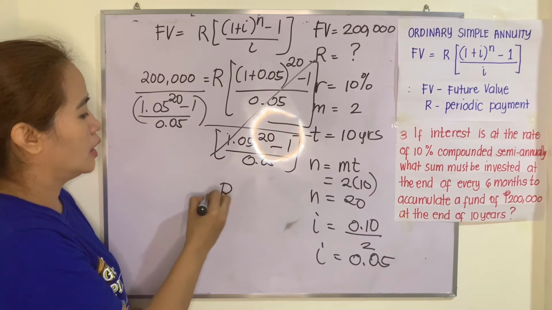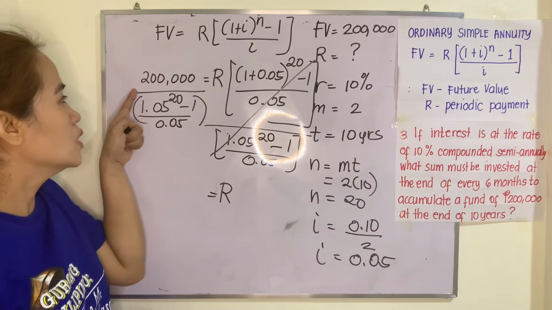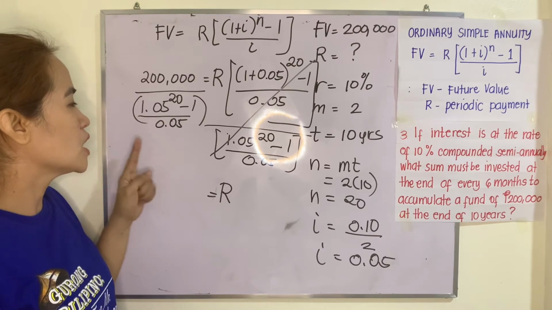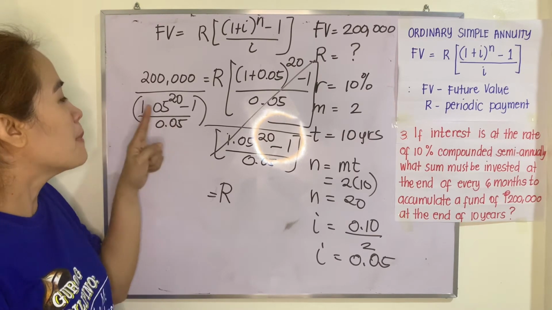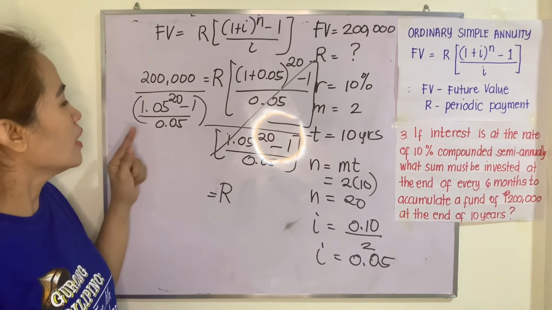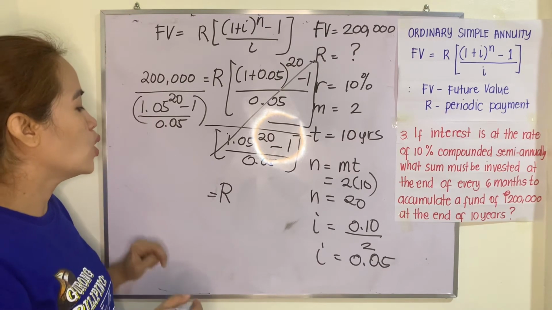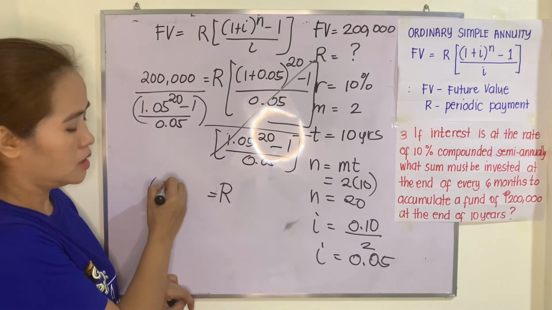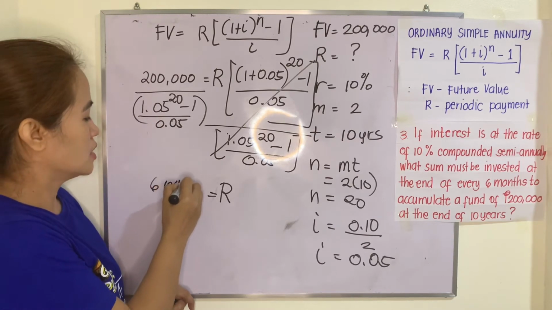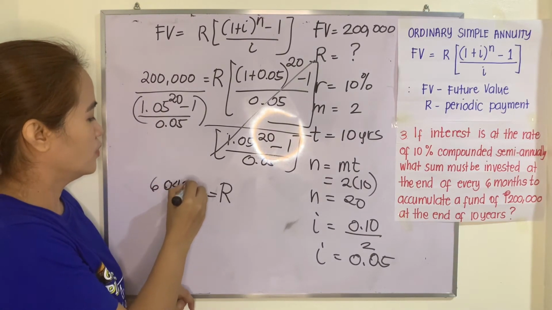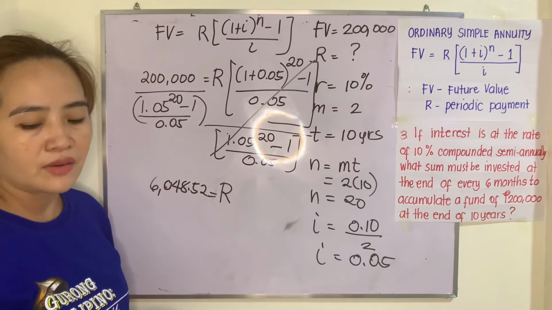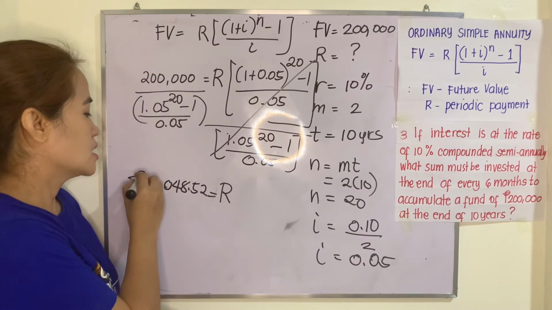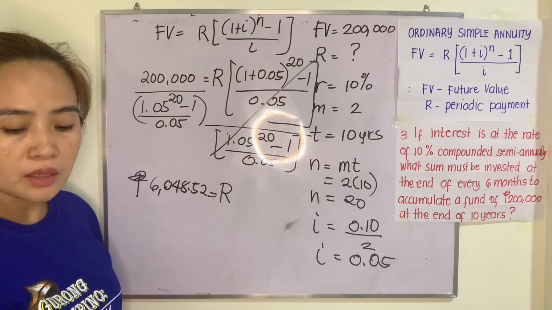And your R here, how do you do this in your calculator? 200,000 divided by, open parenthesis, 1.05 raised to 20 minus 1 divided by 0.05, close. You will be getting there 6,048.52. So this one is the regular payment, the periodic payment.